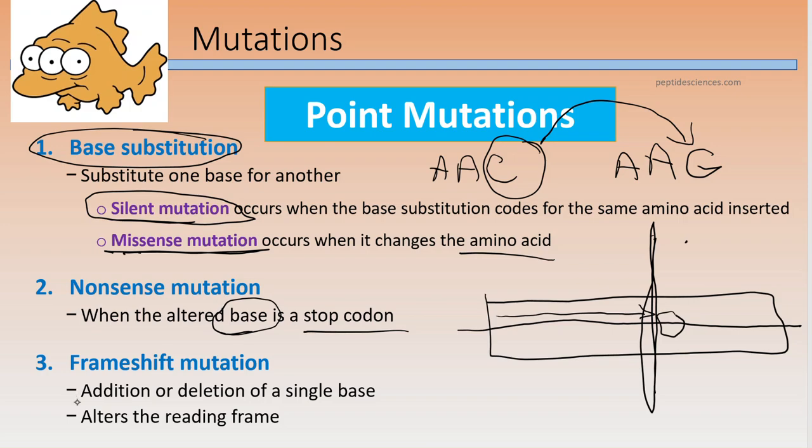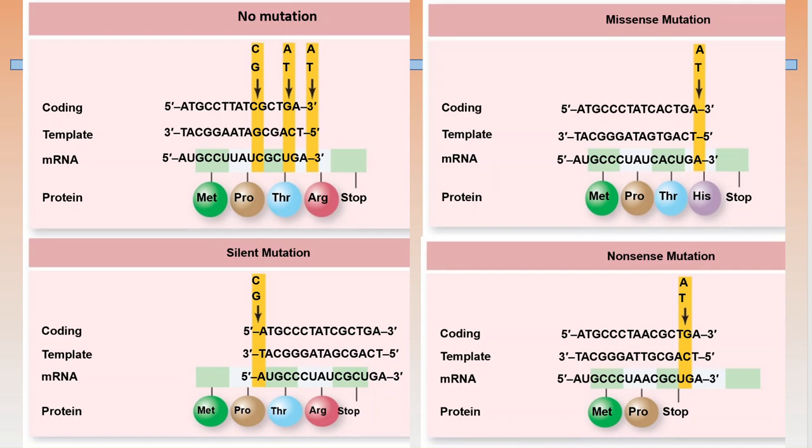A frame-shift mutation is the third type of mutation we're going to talk about. And this is where you are either inserting or deleting a single base. When you insert or delete a single base, that can alter the reading frame. And here these 4 images are good at showing these types of mutation.